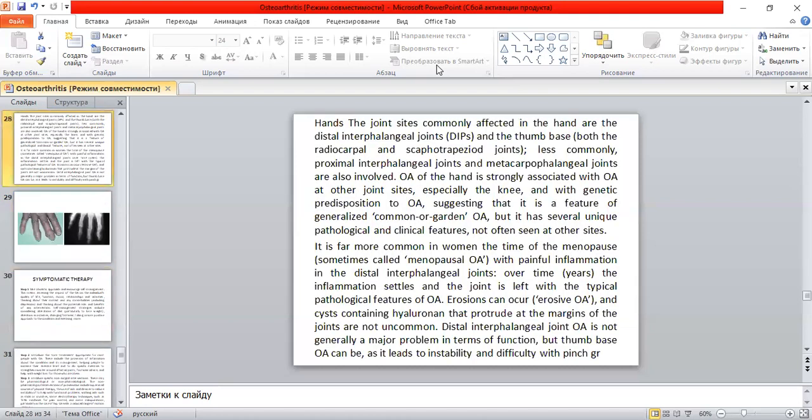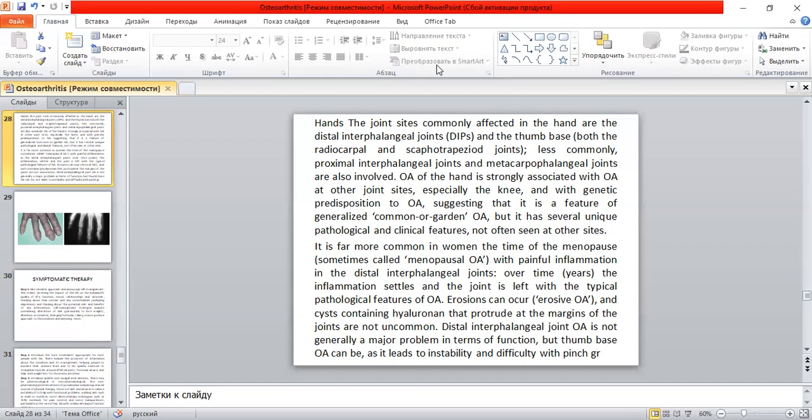Hands. The joint sites commonly affected in the hand are the distal interphalangeal joints and the thumb base. Less commonly, the proximal interphalangeal joints and the metacarpophalangeal joints are also involved. Osteoarthritis of the hand is strongly associated with osteoarthritis at other joint sites, especially the knee, and with a genetic predisposition to osteoarthritis, suggesting that it is part of generalized common or garden osteoarthritis, but it has several unique pathological and clinical features not often seen at other sites.